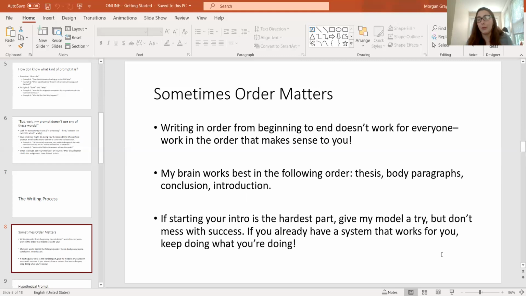But seriously, if you have a way that works for you, keep doing it. Don't mess with success. At this point, I'm assuming that all of you have an idea of how you like to write. If there are parts of it that you still struggle with, maybe give some of these new orders and new strategies a try.